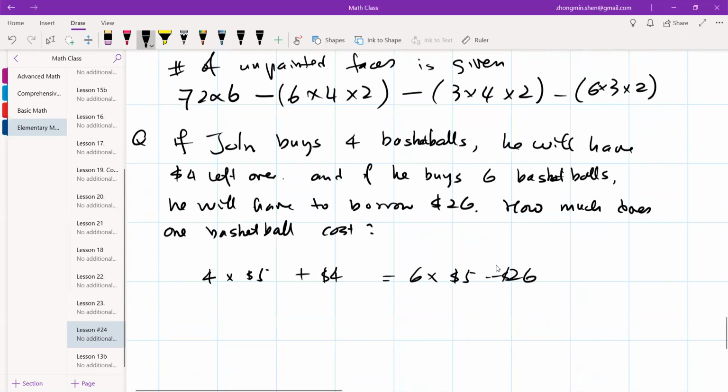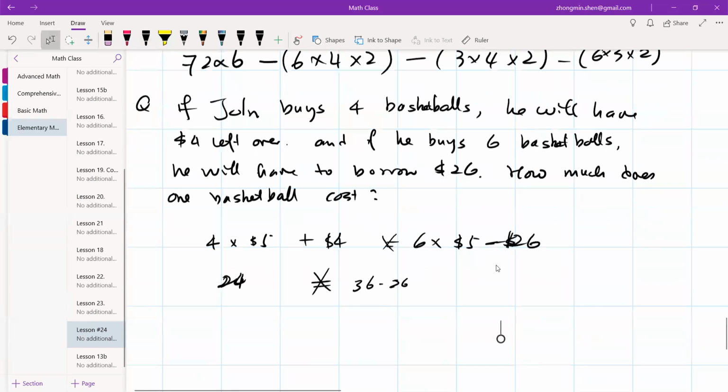Okay. So in other words, you have to add $26 to whatever he has in order to buy 6 basketballs, if $5 is correct. But you can check, it's obvious it's wrong, right? So here's $24. If you add $26, you can buy 6, which is not right. 36 minus 26, so definitely that's wrong, okay? $5 is not the cost of a basketball, okay?